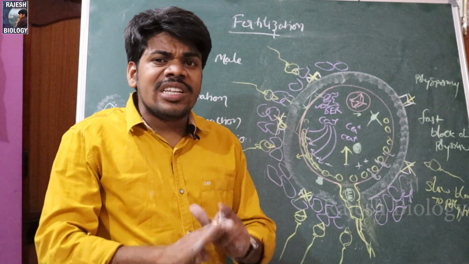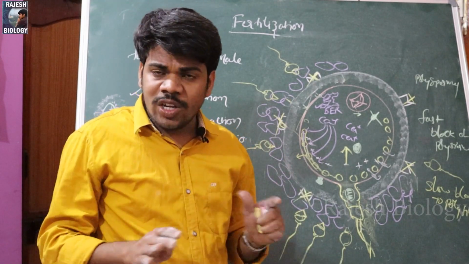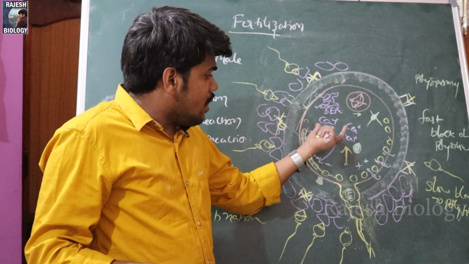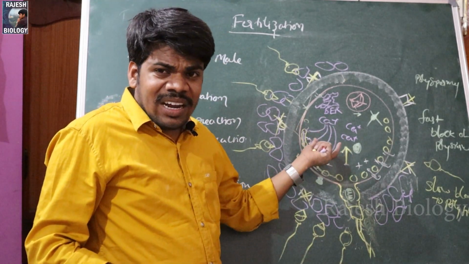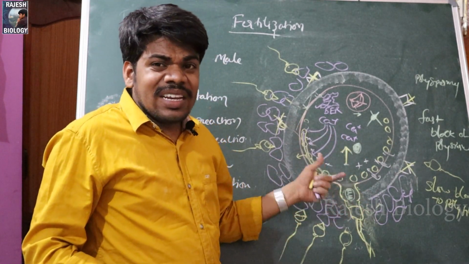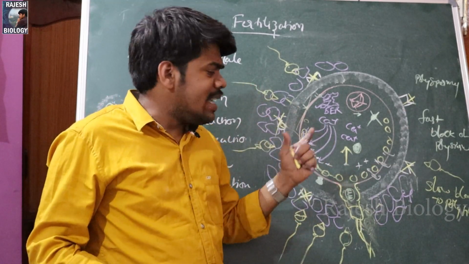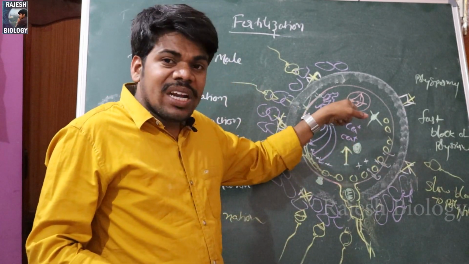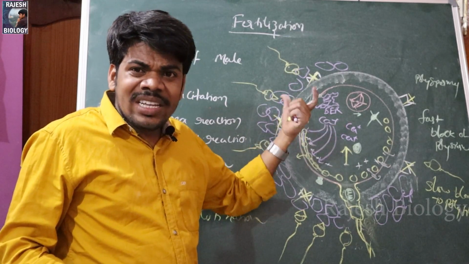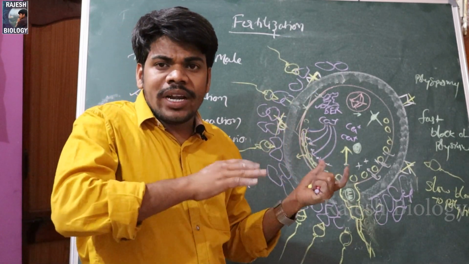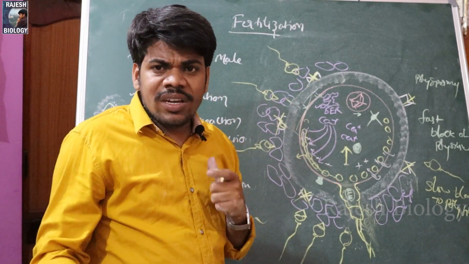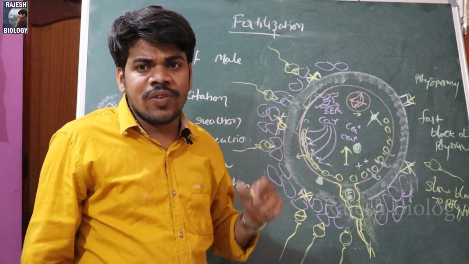If fertilization does not take place, what will happen? This ovum degenerates in the secondary oocyte form only. In the secondary oocyte stage, in metaphase 2, it degenerates without completing. Before completing the meiotic division, it degenerates if there is no fertilization.